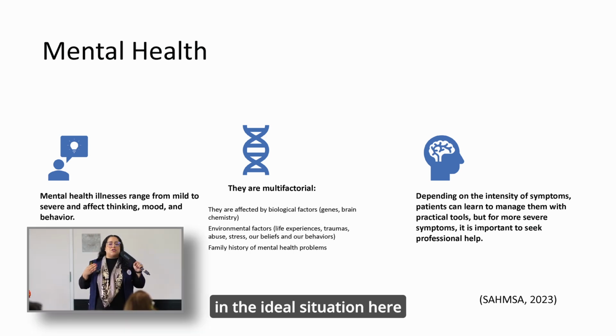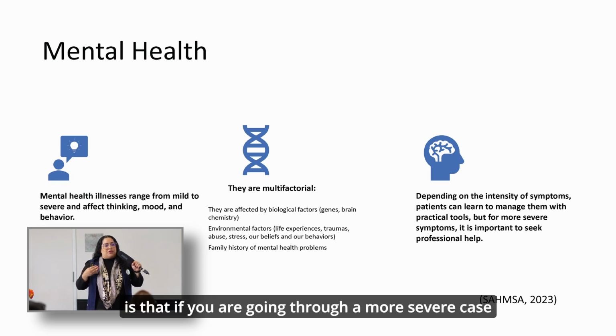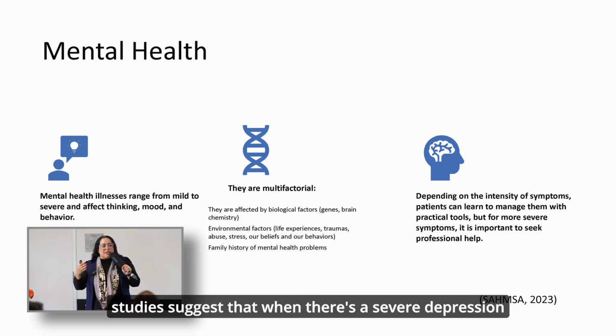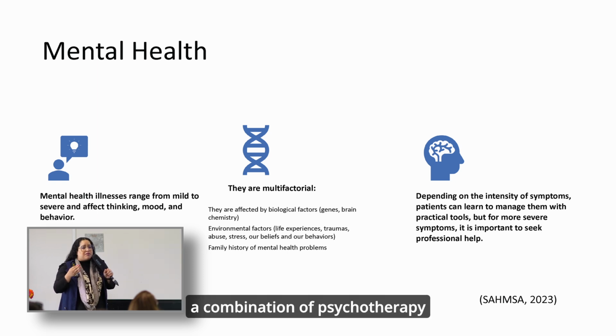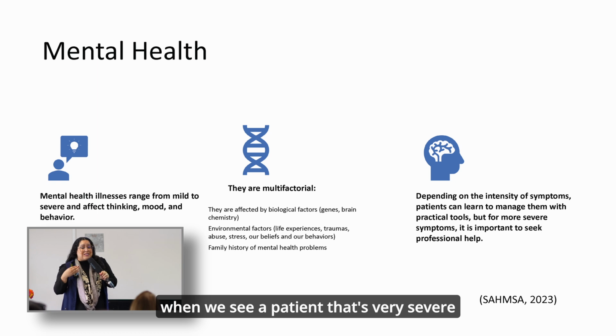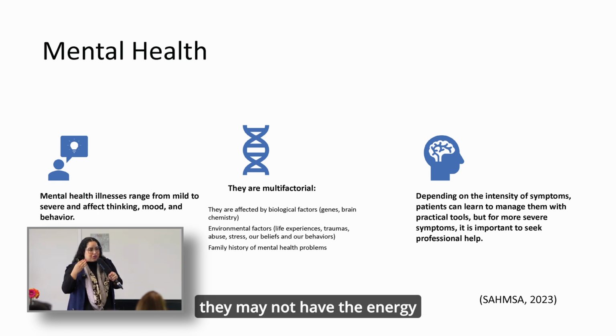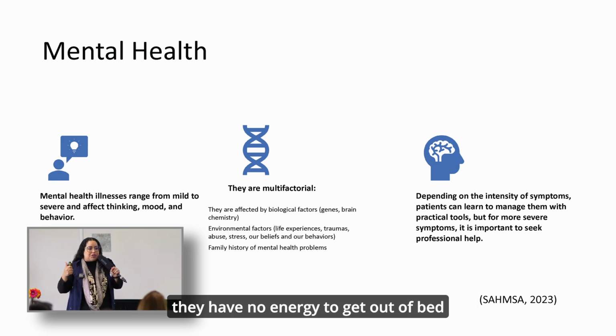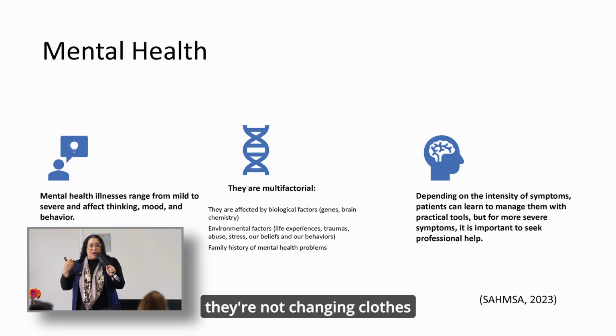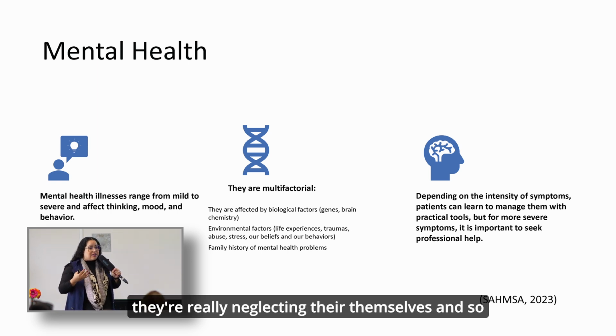And the ideal situation here is that if you are going through a more severe case, you want to use all your resources, right? So studies suggest that when there's a severe depression or severe anxiety, the best treatment for you is going to be a combination of psychotherapy and psychotropic medication, okay? Because when a psychologist sees a patient that's very severe, they may not have the energy to do the things I'm going to ask them to do, right? They have no energy to get out of bed, they're not showering, they're not changing clothes, they're really neglecting themselves.